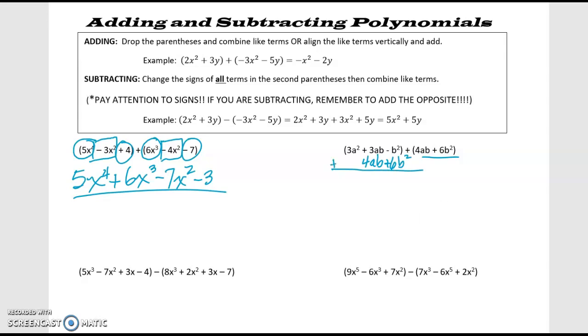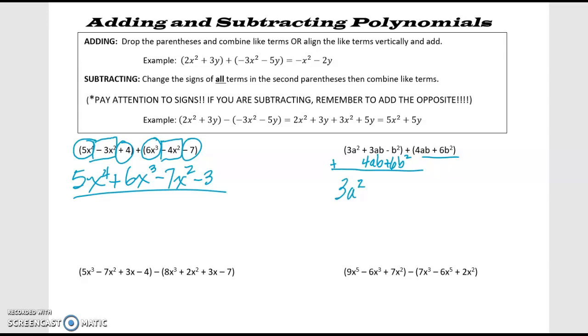So like if you were copying this out of the book or something, or if you were copying it on your paper, you could write it this way if you prefer. It really doesn't matter. It's just personal preference. And then you can go left to right or right to left. So here, I have nothing underneath the 3a squared. So that's all I have there.